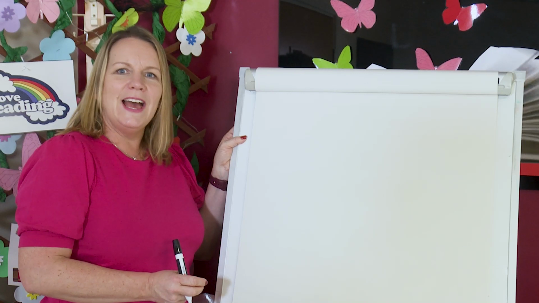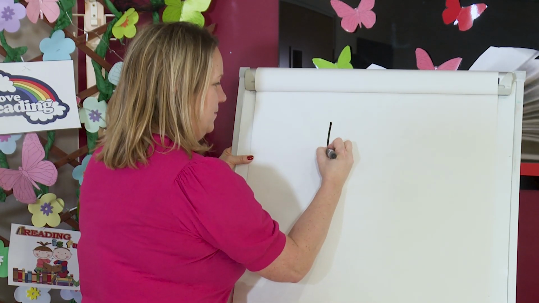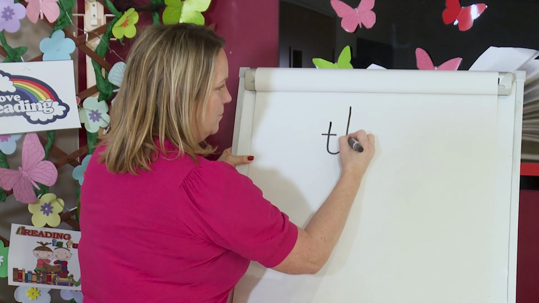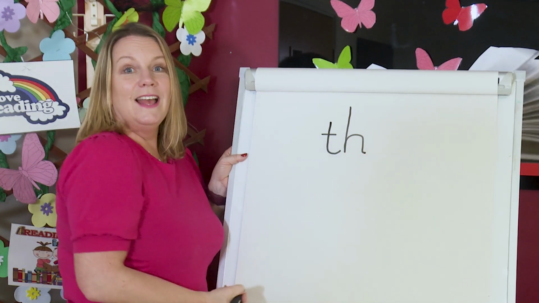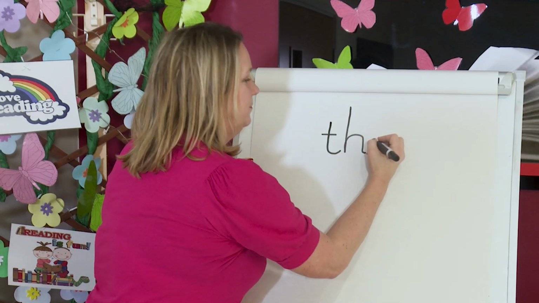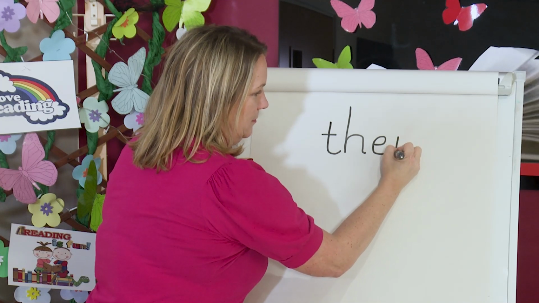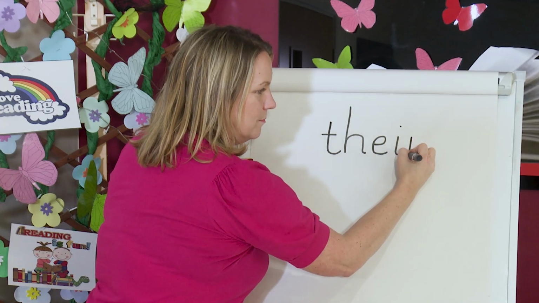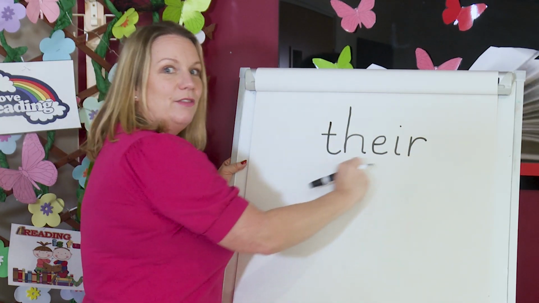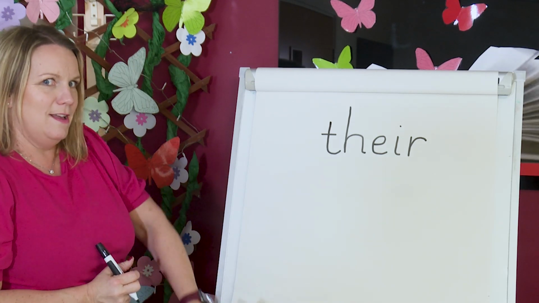Watch me write there. V. That's easy. The air sound is written with the letters E-I-R. There. V-air, there. Now, are you ready to have a go? Going to hide the word.